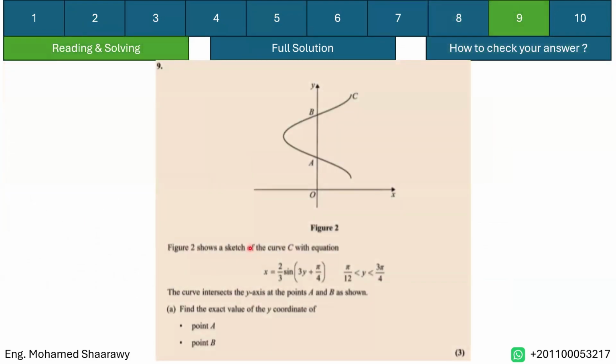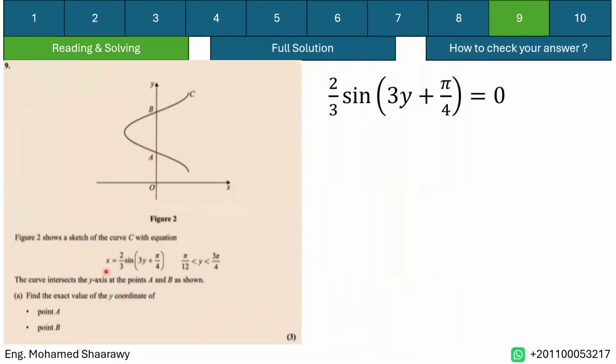Okay, question 9. It says, find the exact value of y coordinates of A and B. If you see the figure, the x coordinate of A is 0 and the x coordinate of B is 0. So I can get A and B by replacing this x with 0. So I replaced x with 0. I just reversed the right hand side and left hand side. And now I can get y, but take care that y must belong between pi over 12 and 3 over 4 pi. So when you solve this equation, don't take all the solutions except the ones between those values.